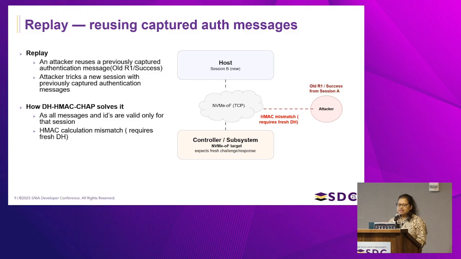So this results in HMAC calculation mismatches. For every new session, since the parties are using new Diffie-Hellman values and DH-HMAC context, this attack is not useful. Basically, DH-HMAC solves it. So in summary, all the messages and IDs are valid only for that session, even if the attacker creates a new session, right? If it uses the previous values, the HMAC calculated will mismatch, and this attack is prevented by DH-HMAC-CHAP.